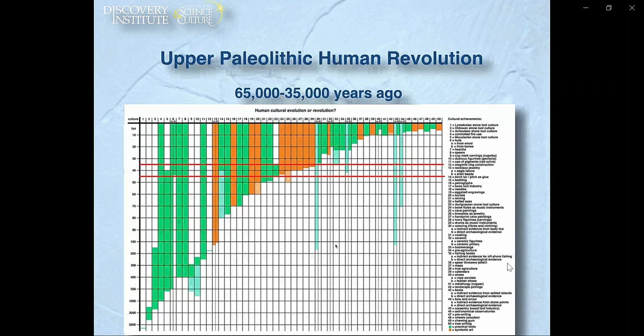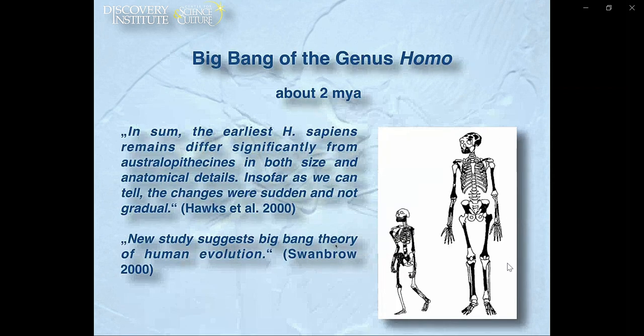And even if we look at our own genus, the genus Homo, there has been a study in 2000 which was called New Study Suggests Big Bang Theory of Human Evolution. And this is an evolutionist paper. John Hawkes is one of the most famous paleoanthropologists working on the evolution of man from ape-like ancestors, and his result in 2000 was, some of the earliest Homo sapiens remains differ significantly from Australopithecines. Australopithecines are these ape-like forms like Lucy, in both size and anatomical details. Insofar as we can tell, the changes were sudden and not gradual.